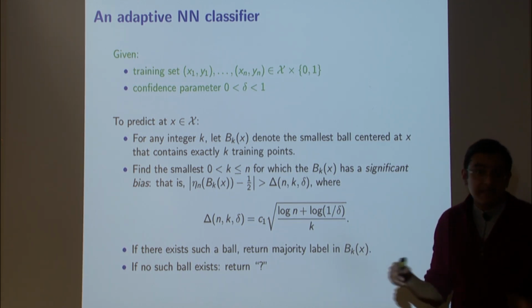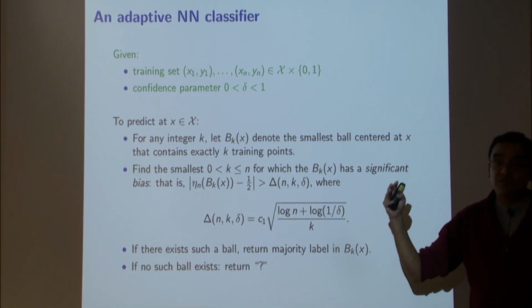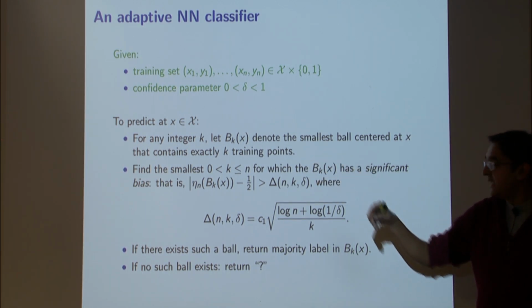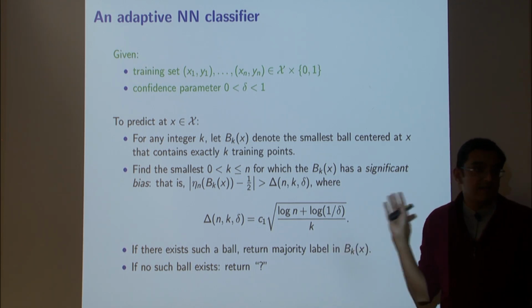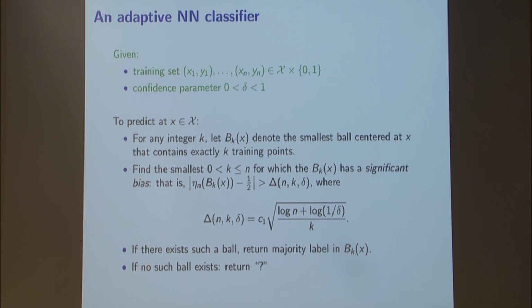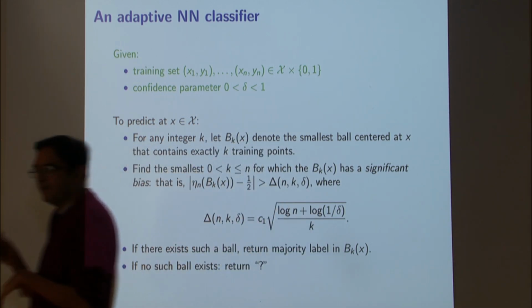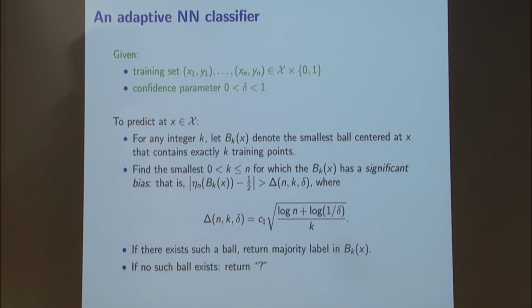Now, it might be the case that you never get that. You keep growing the ball and it's always just a half, a half, a half. In which case, you just return question mark. You say, honestly, I don't know. But if you ever get such a ball, then you stop and you make a prediction. So this is an adaptive setting of k, and this is meant to overcome that problem I was showing.